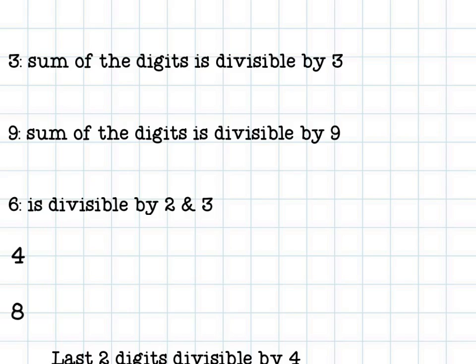The next divisibility rule, which will be new for some of you, is the number 3. In order to find out whether a number is divisible by 3, we have to add all the digits together. So for example, if we gave you the number 123, you would end up adding together 1 plus 2 plus 3, which gives you 6. 6 is divisible by 3, so that number would be divisible by 3.